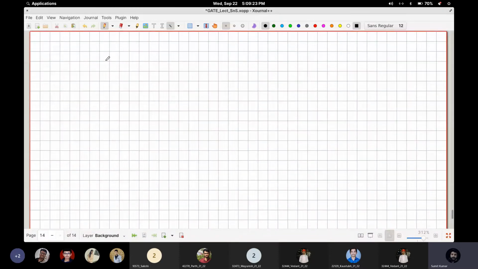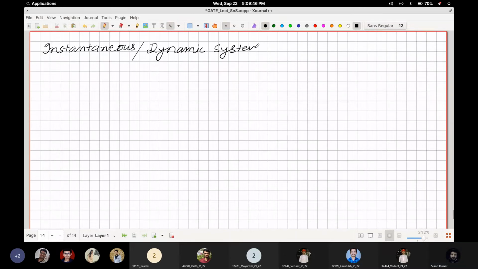Let's move on to the next property. We have already seen linearity and time invariance. Now we will be seeing instantaneous versus dynamic system, which is very easy to see actually. An instantaneous system is one that depends upon present input only. Otherwise the system is dynamic.